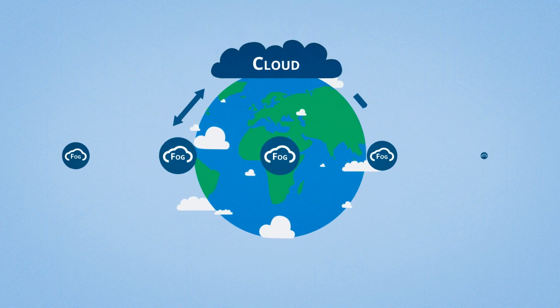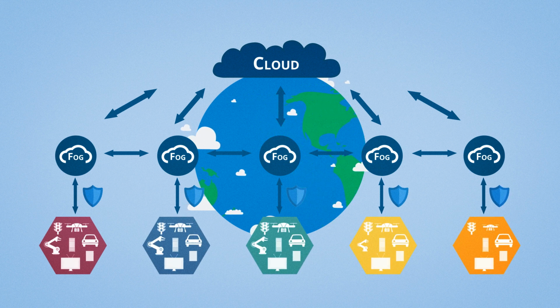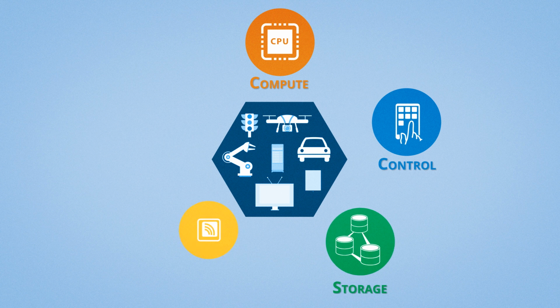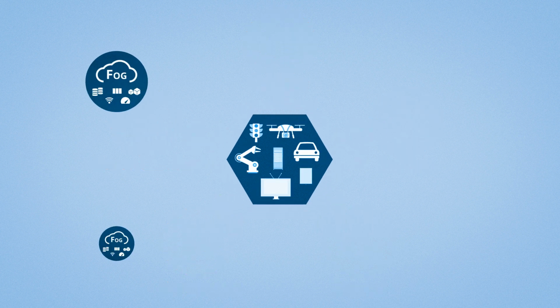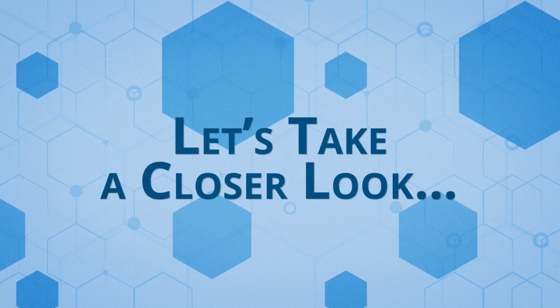Fog's distributed architecture safeguards connected systems from cloud to device, creating an additional layer of system security in which compute, control, storage, networking, and communications work closer to the services and the data sources they serve and protect. With fog, security resides directly in the local context, not as a remote function. Let's take a closer look.